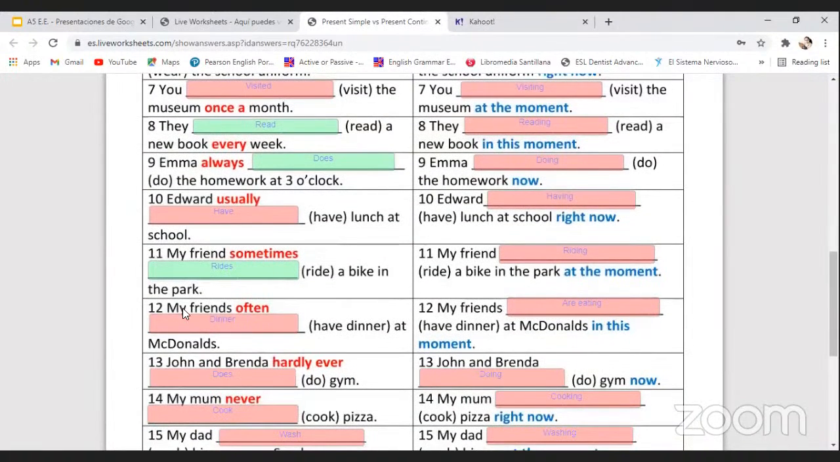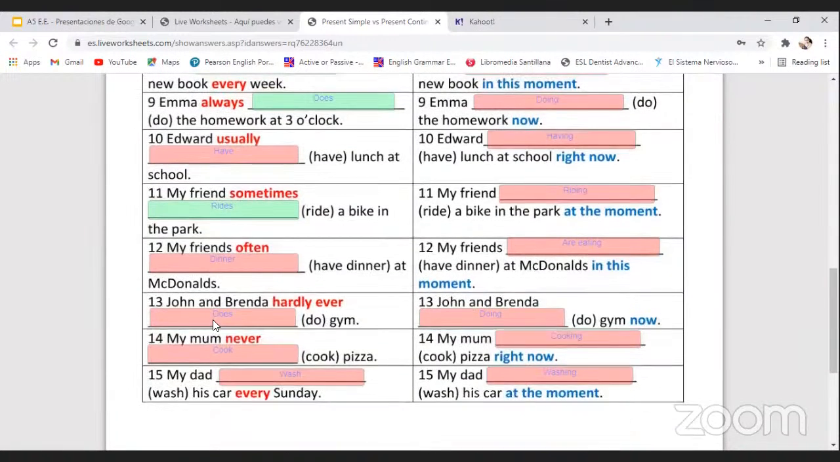And here my friends often have dinner. No, it's the same. You only missed the verb have. And here John and Brenda hardly ever go to the gym. Why go to the gym? Because John and Brenda is a plural subject. My mom here, because it's a singular subject, my mom cooks.